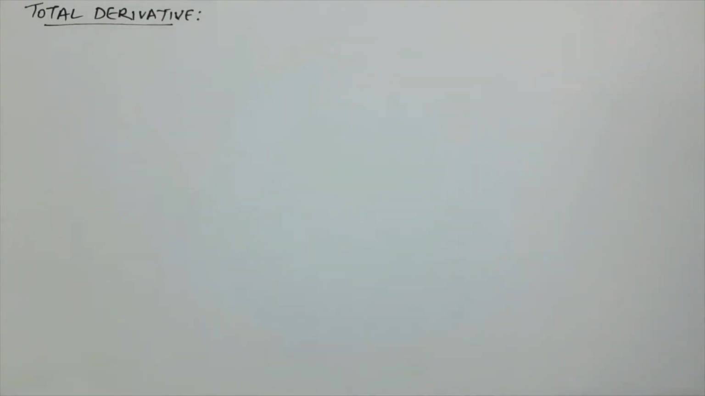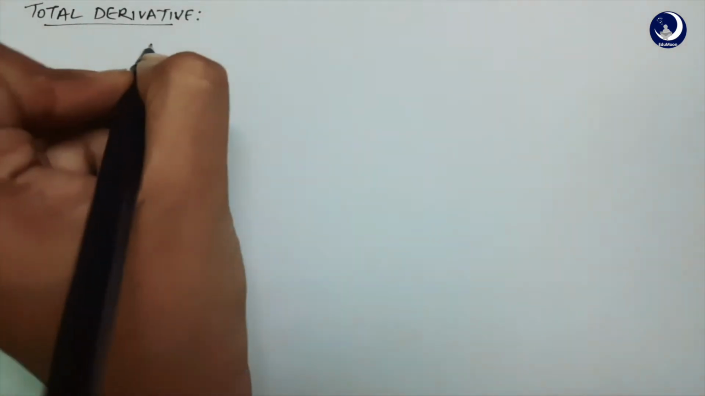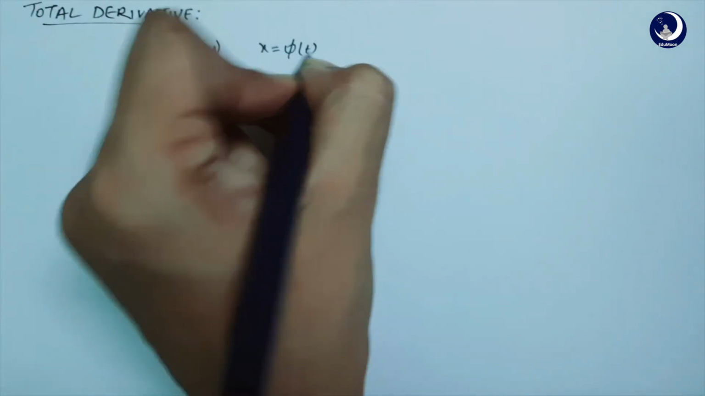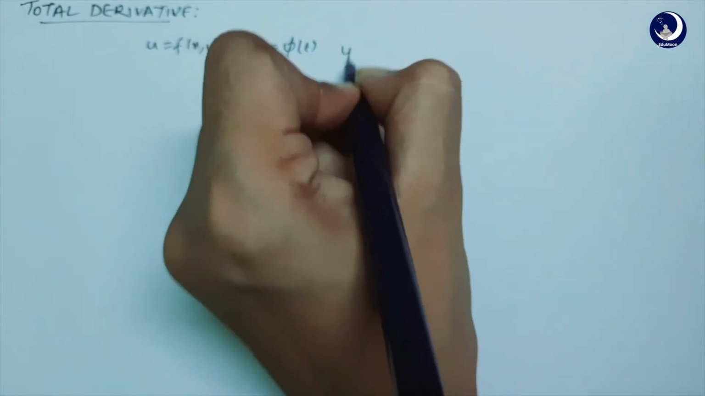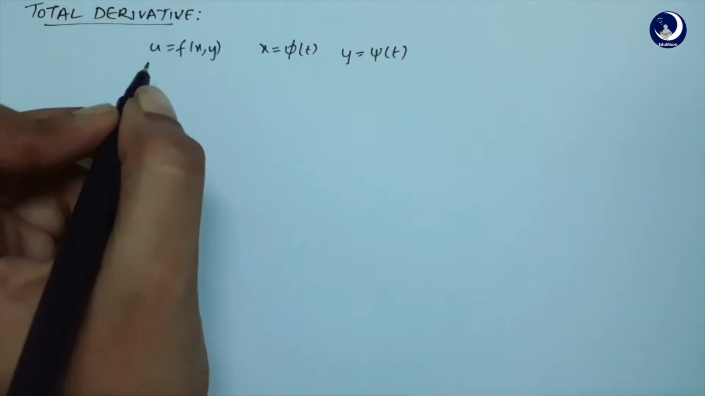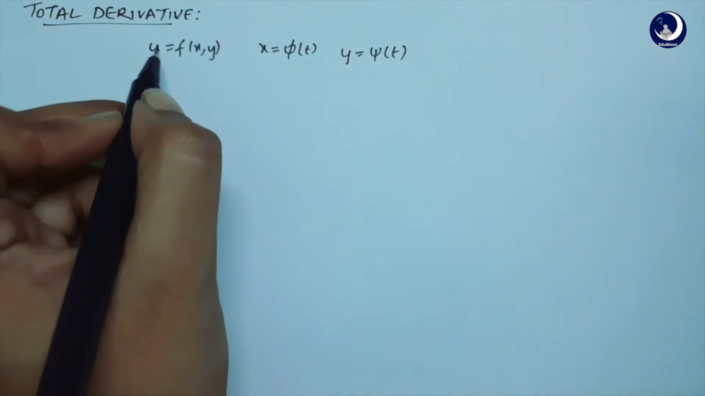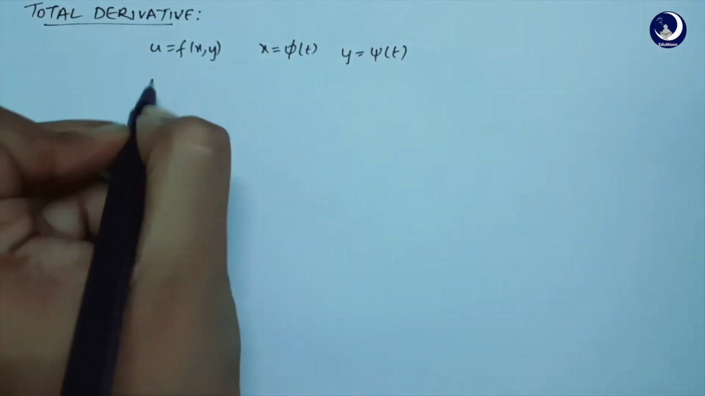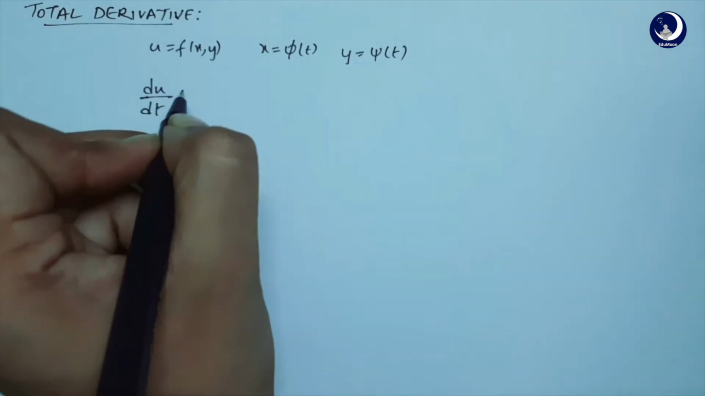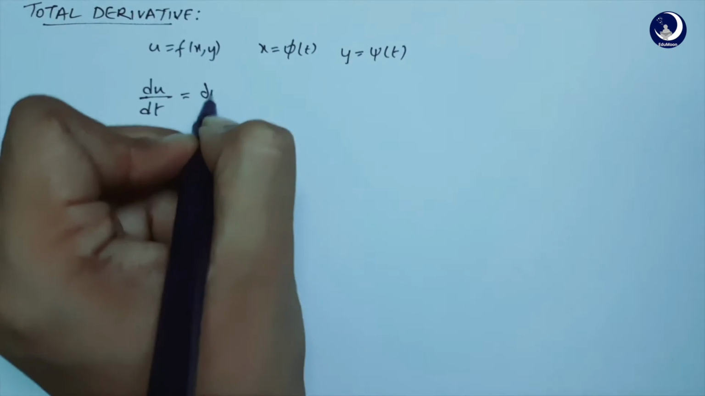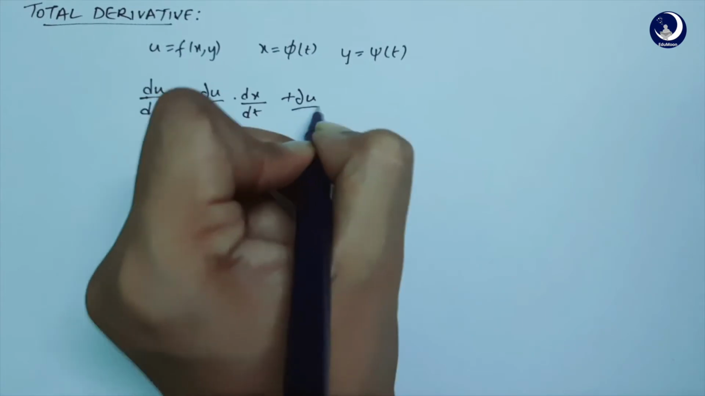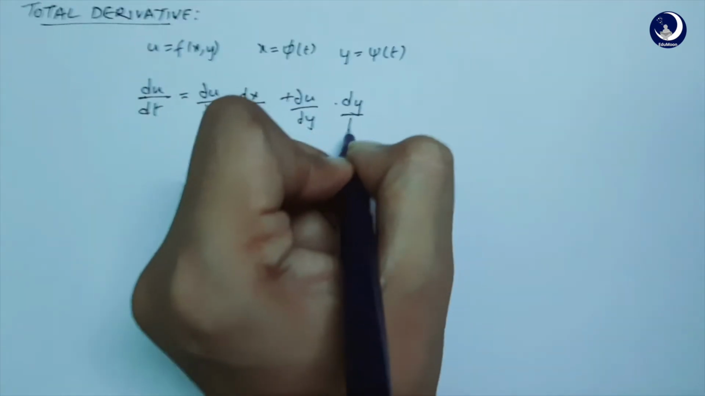Total derivative. Now let's say we have a multivariable function u equals f of x comma y, where x depends on t, so x equals phi of t, and y also depends on t, so y equals psi of t. Now we can substitute x and y values in u, and we can find the ordinary derivative of u with respect to t, which equals dou u by dou x into dx by dt plus dou u by dou y into dy by dt.